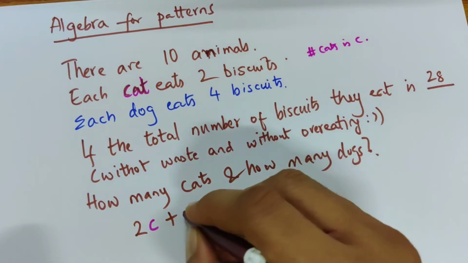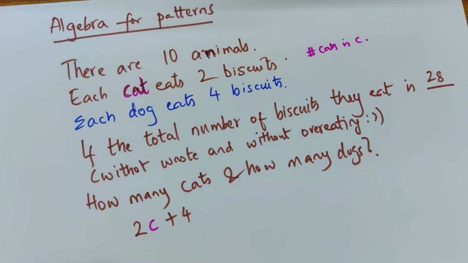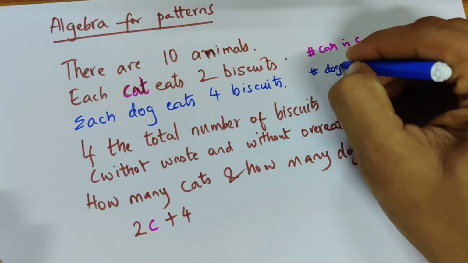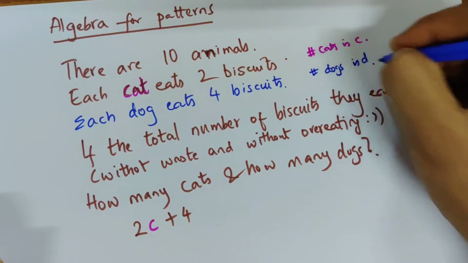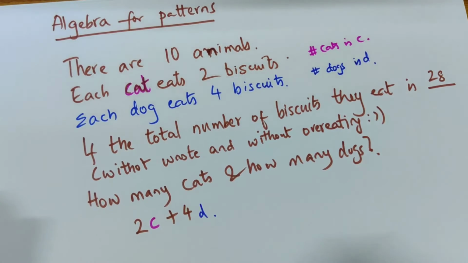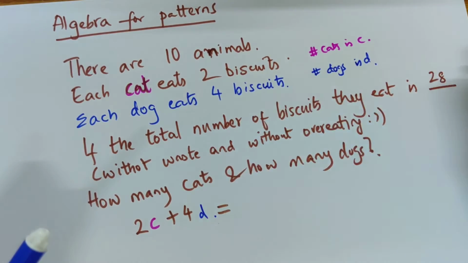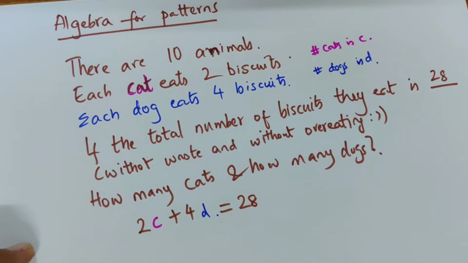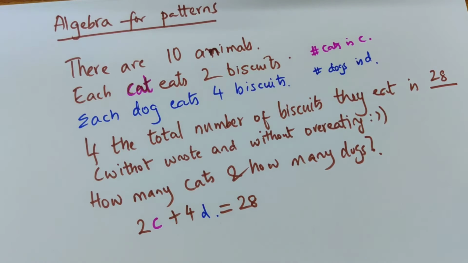And then we are adding the number of biscuits the dogs eat. Each dog eats 4 biscuits, and the number of dogs is D. So this is equal to, in this case, 28, a known number. So I have 2C plus 4D is 28. Of course, the other equation is C plus D is 10. Cats plus dogs is 10, the total number of animals.